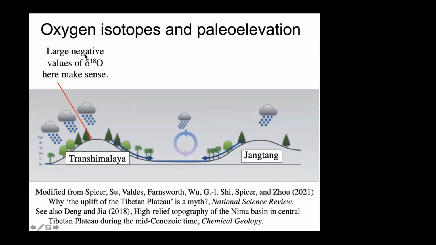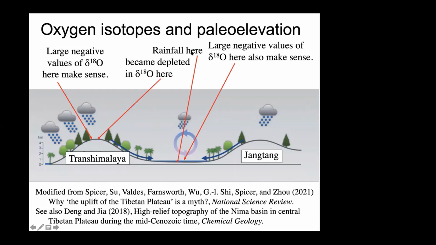So large negative values of delta O18 in this area make sense. Over here, I would argue now that I'm smarter than I was, large negative values also make sense. They make sense because the rainfall that falls here became depleted in oxygen 18 when that moisture crossed the Trans-Himalaya back here. So in this area, delta O18 tells you nothing about paleoaltimetry.